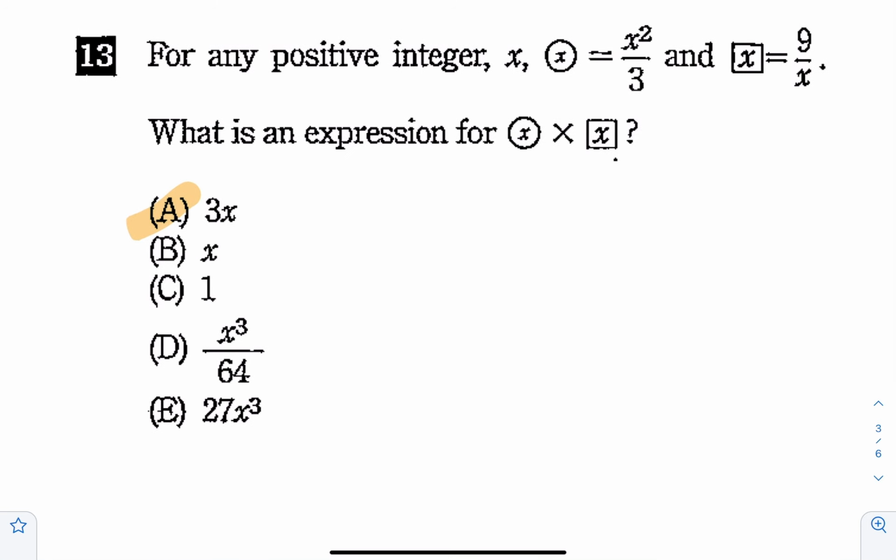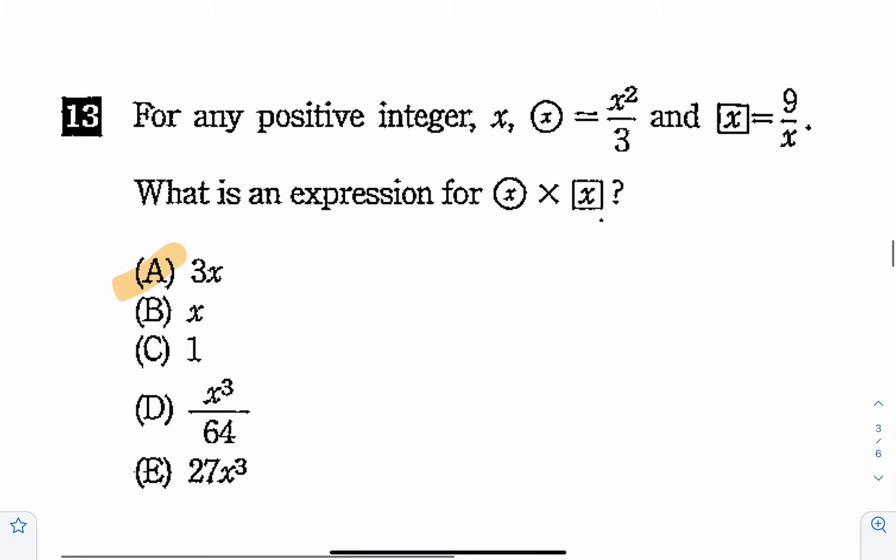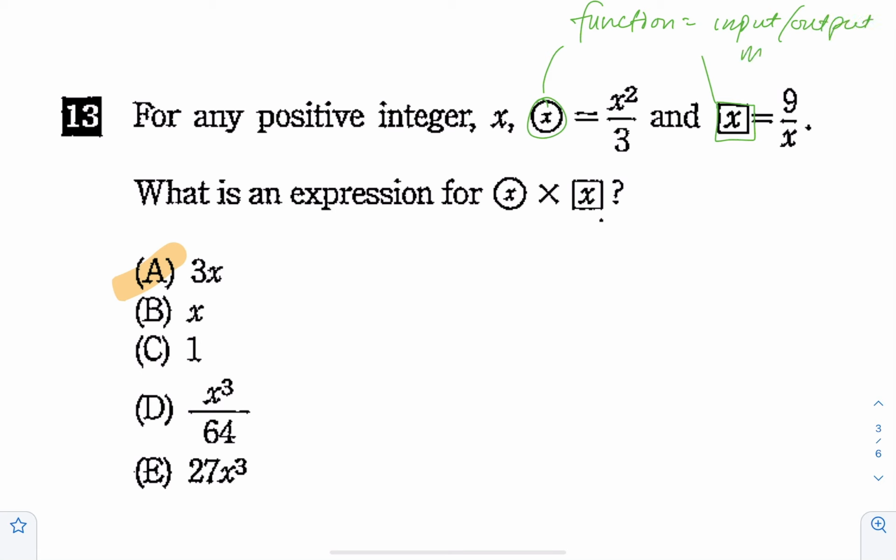Next, number 13, for any positive integer x, the circle of x is equal to x squared divided by 3, and the square of x is equal to 9 over x. What's the expression for circle x times square x? So these two are known as functions. And a function is just an input-output machine. So that means you just have to follow the rules here.